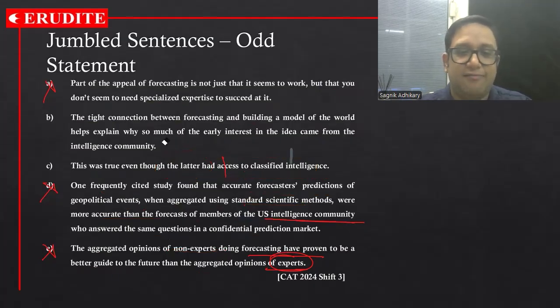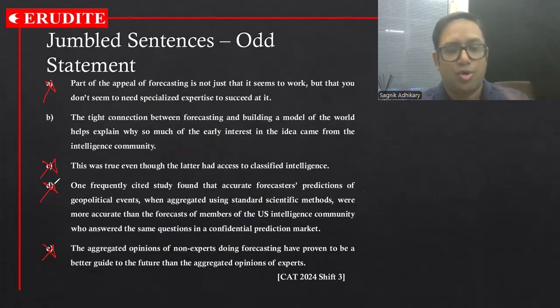So all of these then form a connected set, which means that C is also connected. We can rule it out. Once we have this understood, we look at B and we realize B is actually talking about something else.